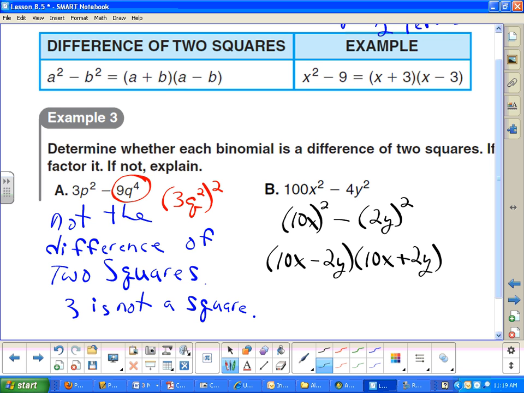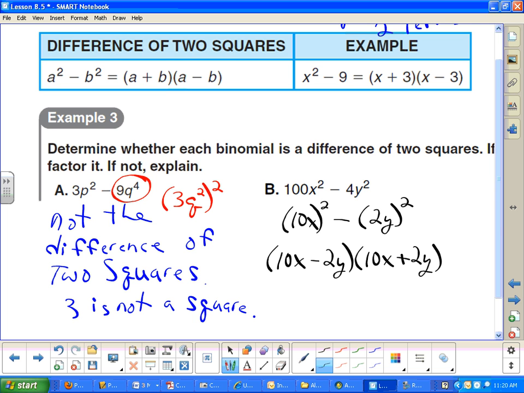Does anybody know that you can do that one a different way? One of the things that when you're factoring is you should always look to see if they have a greatest common factor. Okay? Anybody not know what greatest common factor is? Okay? What do they have in common? Okay? So do 100x squared and negative 4y squared, do they have anything in common? Okay? They have 4 in common, right?